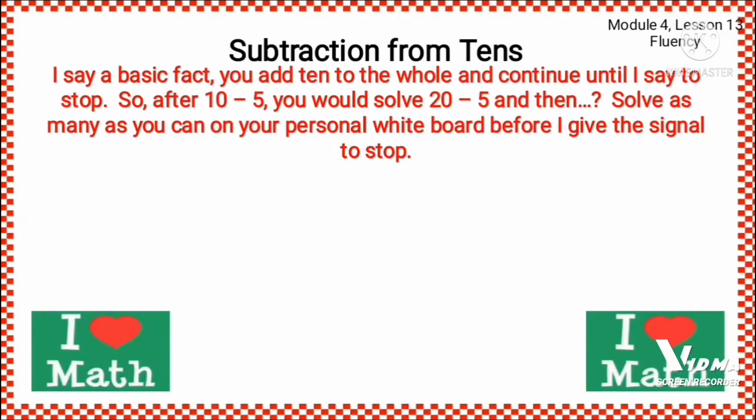Let us play again now. Subtraction from tens. I will say a basic fact. You add 10 to the whole and continue until I say stop. After 10 minus 5, for example, you will solve 20 minus 5, 30 minus 5. Okay, let's do up to 3 places like that. Solve as many as you can on your personal whiteboard. When I give you a signal to go to another number, we'll continue. Right, so it's just an addition of 10 more, 10 more, 10 more. Okay, are you ready? Let's start.